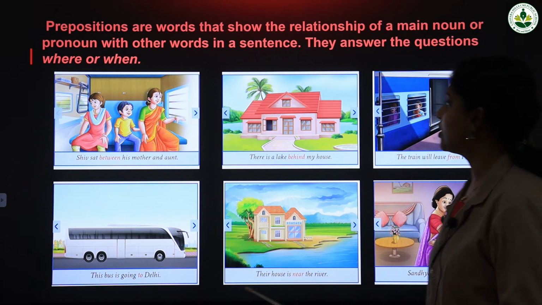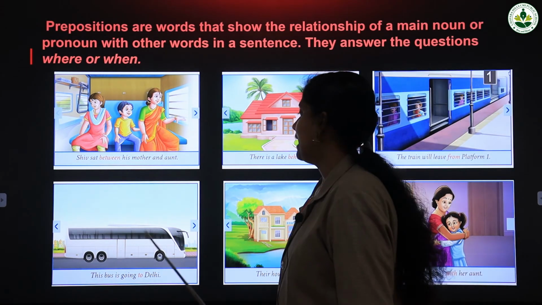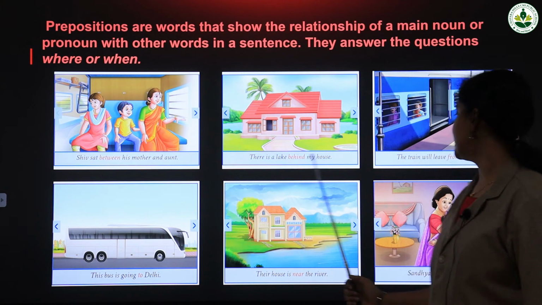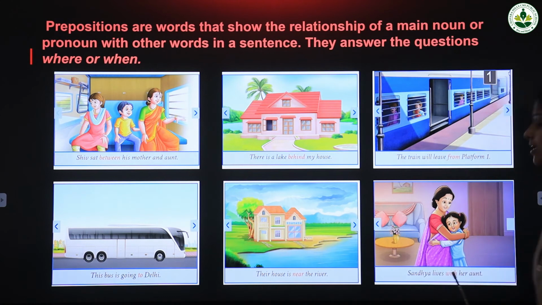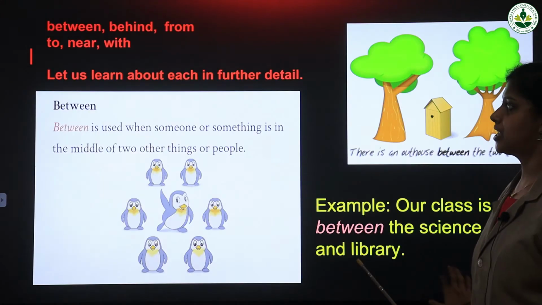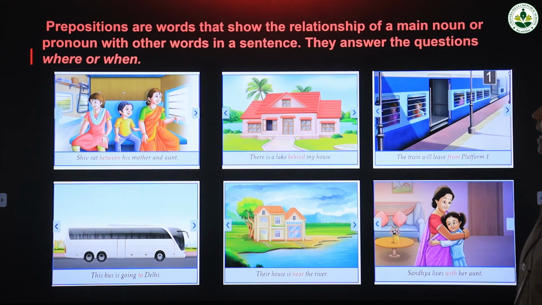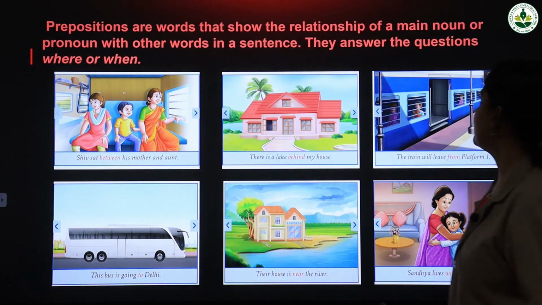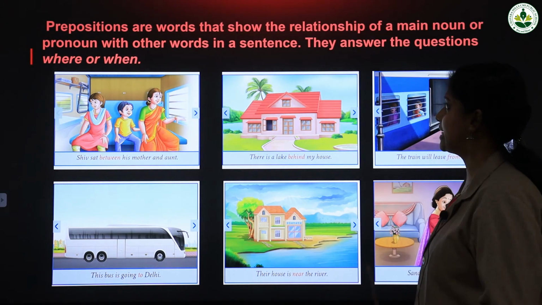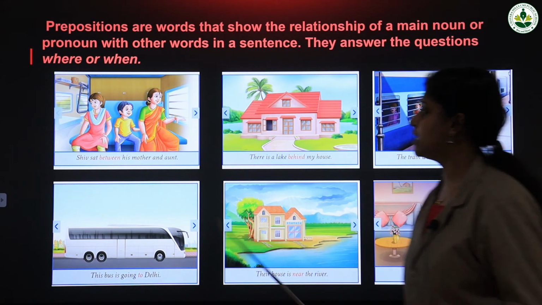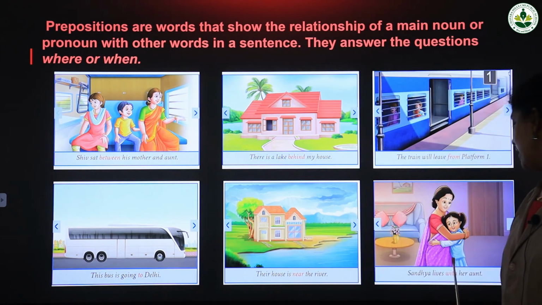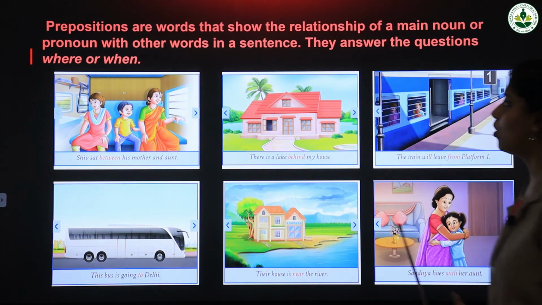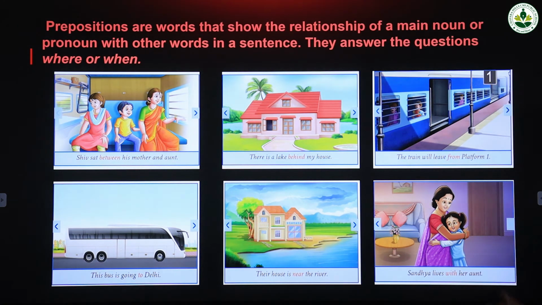Okay, look at these words in red color. Can you read those? Yes: between, behind, from, then next one, to, near and with. These are prepositions. We already saw that prepositions are words that show the relationship of a main noun or pronoun with other words in a sentence. These words between, behind, from, to, near and with are prepositions, and this shows the relationship of a main noun or pronoun with other words in a sentence.